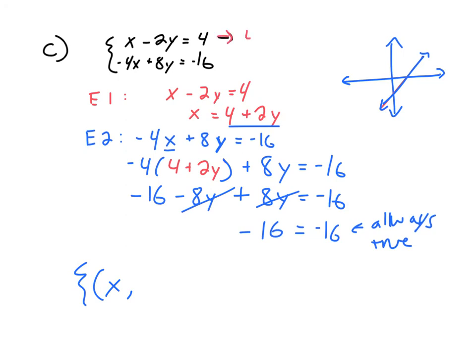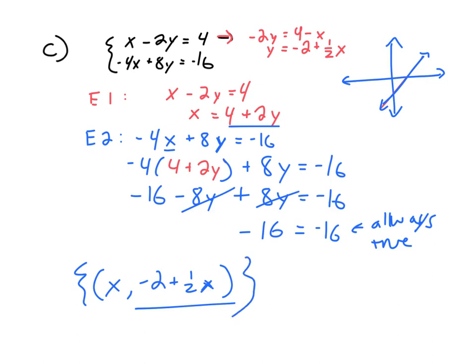If I were to solve for y, the first thing I'll do is bring over the x. So I'll have negative 2y equals 4 minus x. Then y will equal 4 divided by negative 2, which is negative 2, and minus negative 1/2 x becomes plus 1/2 x. That's the way I would write my solution. So instead of writing y here, I would write negative 2 plus 1/2 x, which is the equation of the line. So this would then be your solution set.